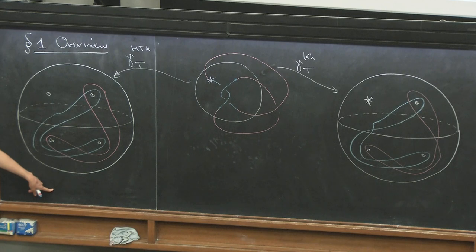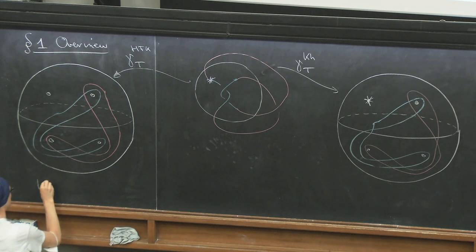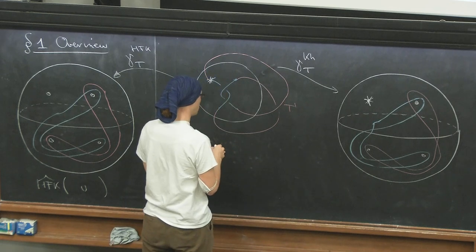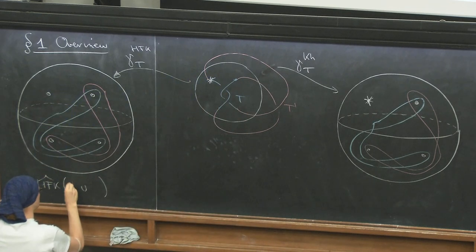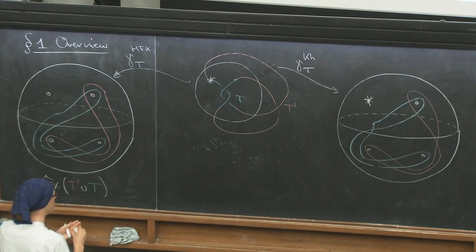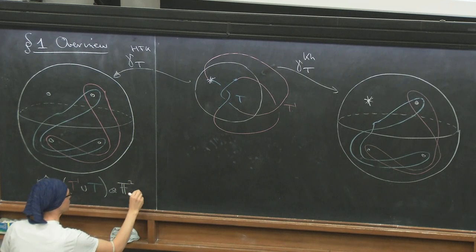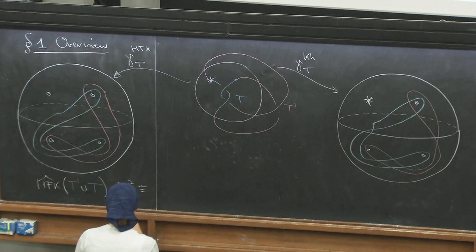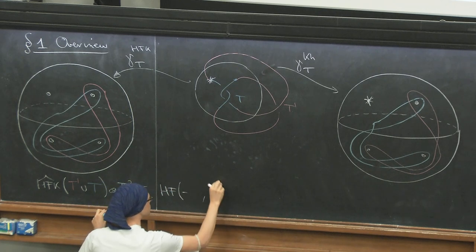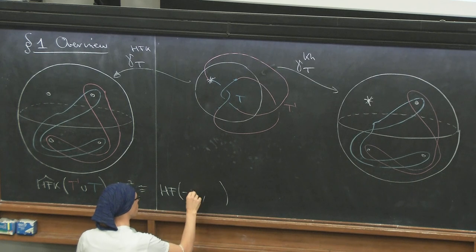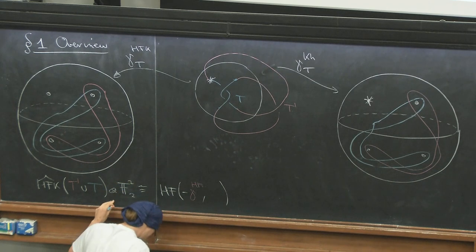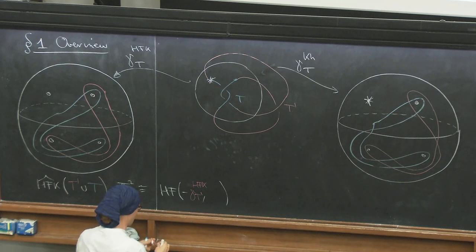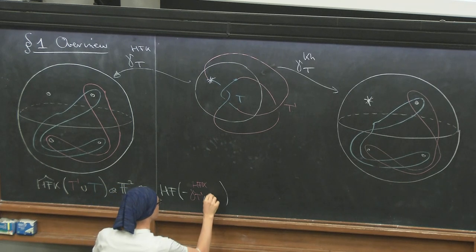Can everyone read down here? Yeah, okay. So it says that the knot Floer homology of the union of two tangles, let me call them T prime and T, so we take the union of these two tangles, T prime and T, tensored with the two-dimensional vector space, okay, so I'm working over characteristic 2 here, this is isomorphic to the Lagrangian Floer homology of the two curves, namely the mirror of the curve for T prime and then the curve for T.